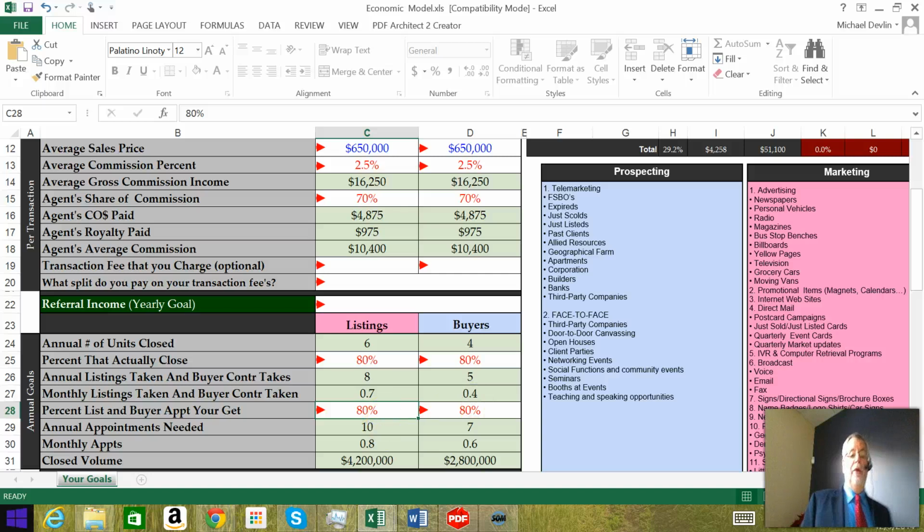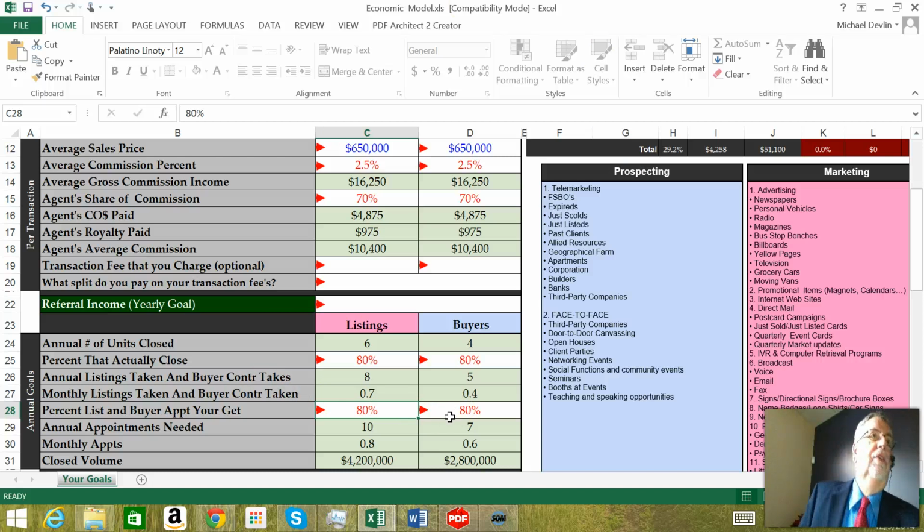Now, if you went on 10 listing appointments, how many listings would you get? 10 would be nice, but it may not be that high. The MREA models, which was talking to millionaire real estate agents, they were getting 80%. Now, your mileage may vary, but we're going to just leave it that way.